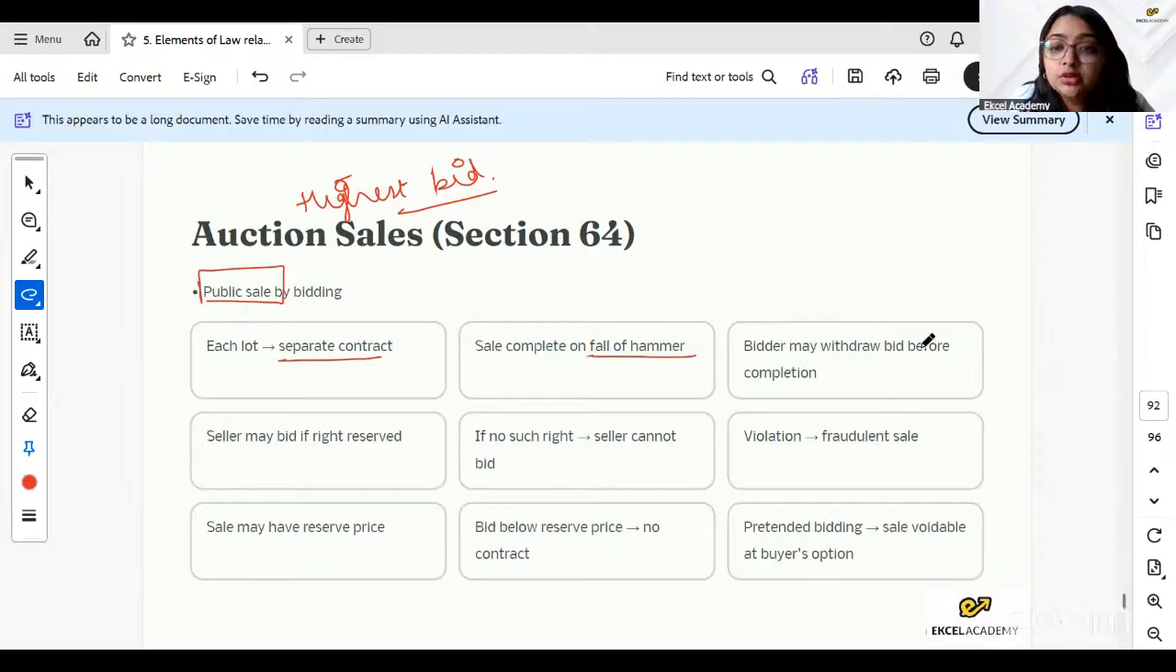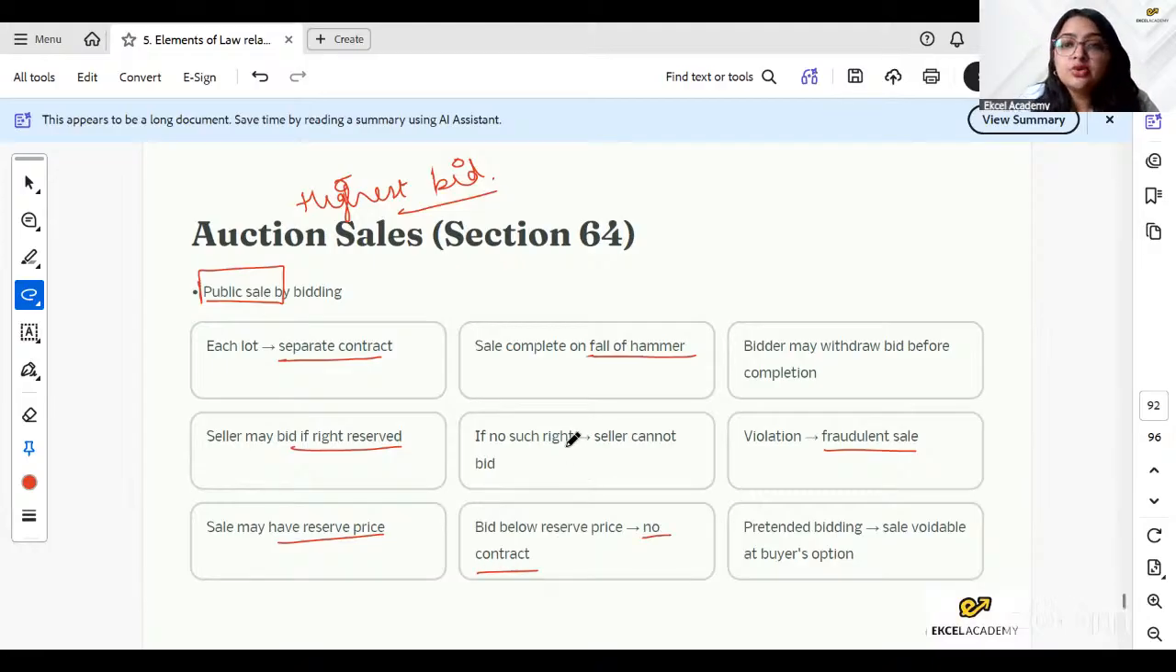A bidder may withdraw the bid before completion, that is, before the fall of the hammer. Once the hammer has fallen, the contract is sealed. The seller may bid if the right is reserved. If there is no such right, the seller cannot bid, and if there is a violation, it will be considered a fraudulent sale. The seller may also have a reserve price, the minimum price we are going to accept. A bid below the reserve price means no contract.